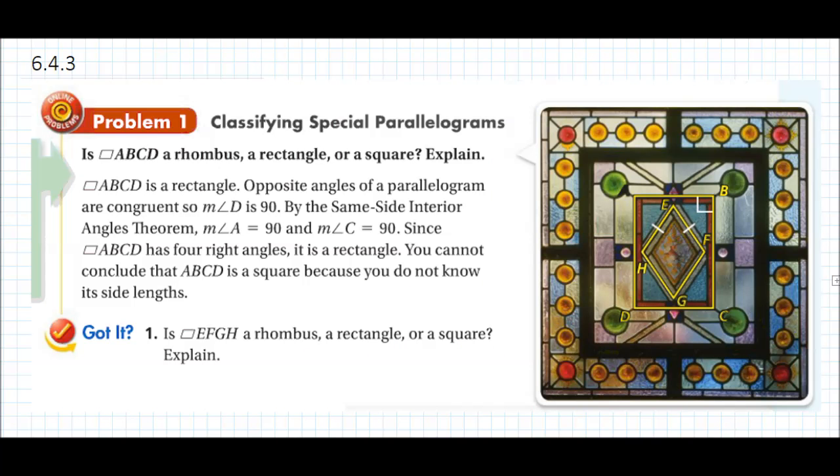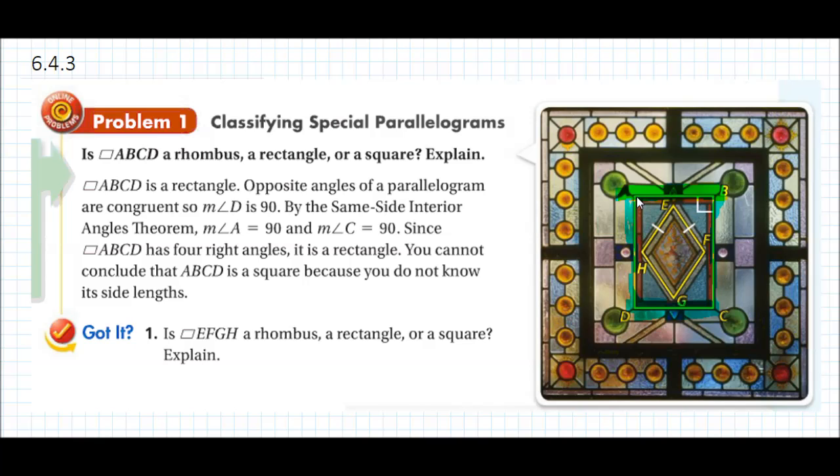Looking at the first problem here, in parallelogram, so we know it's a parallelogram, ABCD. If you're like me, you probably really couldn't see it, so let's change our color, see if that helps. ABCD. Is it a rectangle, a rhombus, or a square?